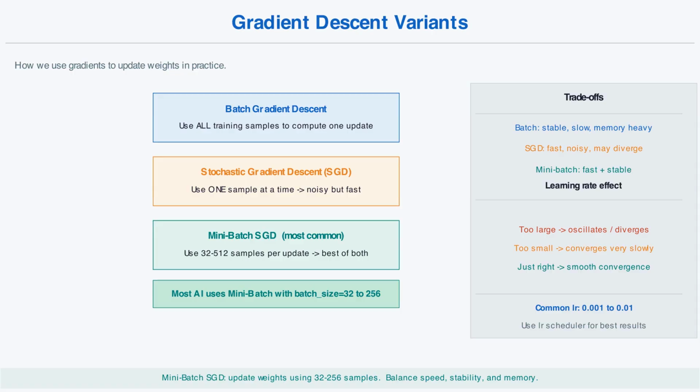Almost every AI model you have heard of, GPT, ResNet, BERT, was trained with mini-batch gradient descent. The batch size is a hyperparameter you tune. Common starting points are 32 or 128.